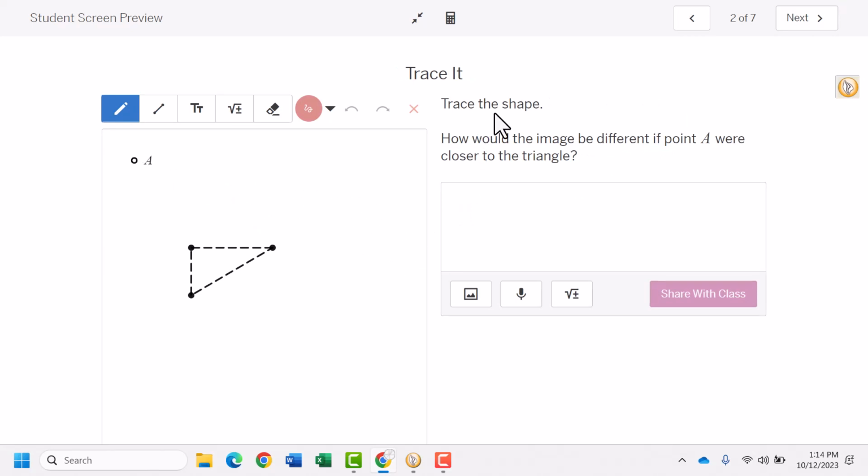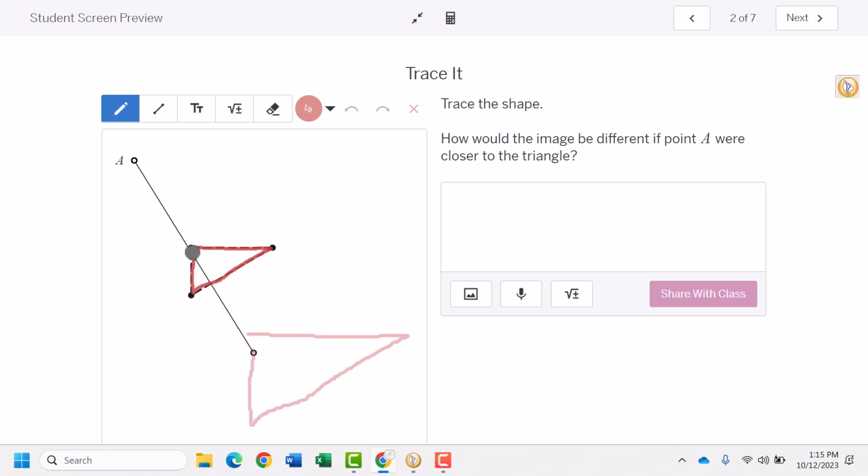And we're asked to trace this shape and ask, how would the image be different if point A were closer to the triangle? All right, I am going to use my mouse to trace shape A. Trace the triangle. Point A is my center of dilation. I hope I've been saying dilation. And what I'm about to trace is my pre-image. And what you see in pink down there is the image.